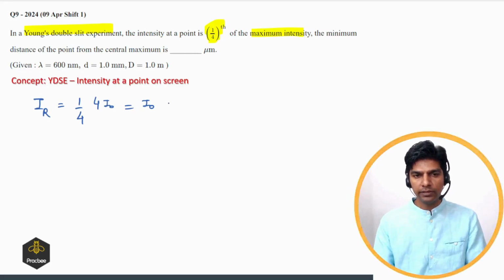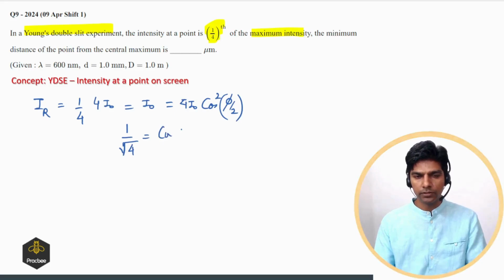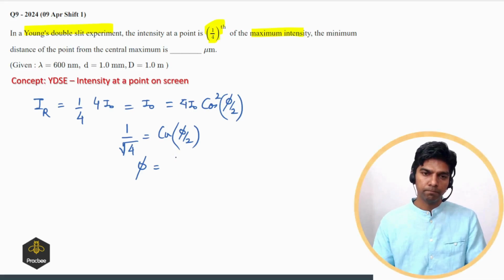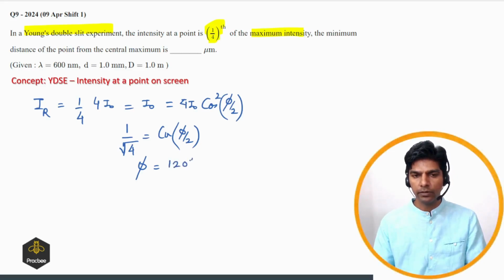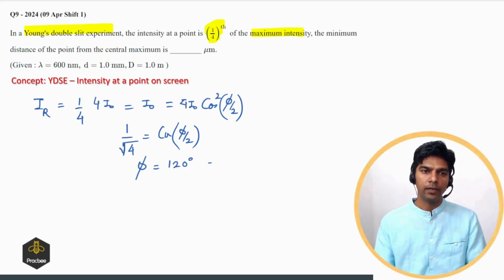So we know that resultant intensity is nothing but 4 I naught cos square phi by 2. Now from this we get 1 by 2, or 1 by root 4, is equal to cos phi by 2. So phi by 2 comes out to be 60 degrees, so phi comes out to be 120 degrees. Let us keep it as 120 only.